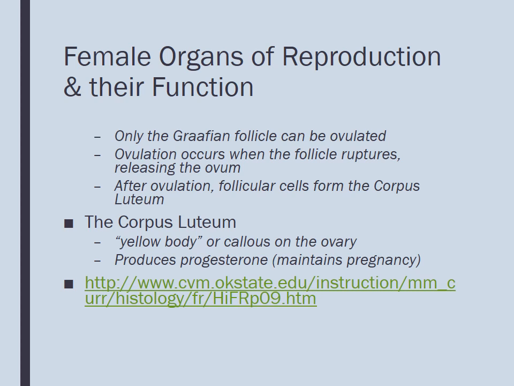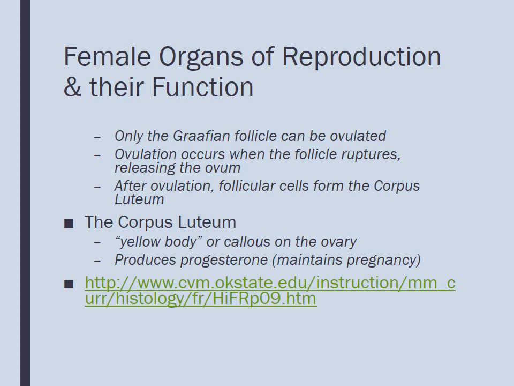After ovulation, the follicular cells form what we call the corpus luteum, which is what we're going to talk about next. The CL, or corpus luteum, also known as a yellow body or a callus on the ovary, is what forms there, and if you've never felt one or seen one, it looks like a big yellow callus on the edge of the ovary.